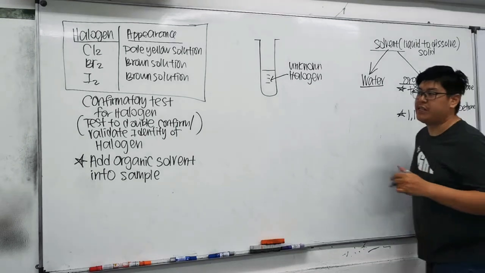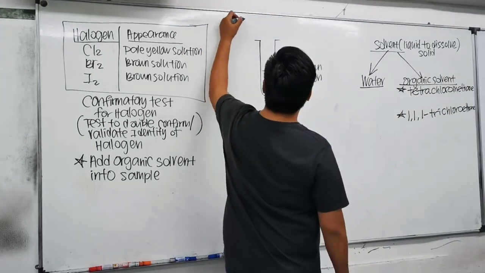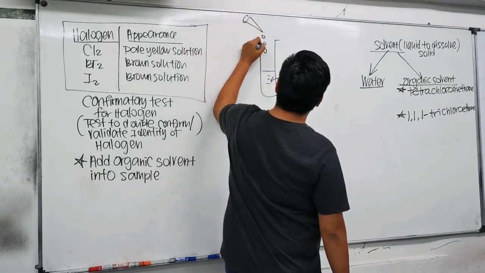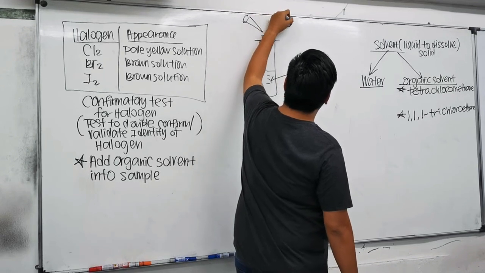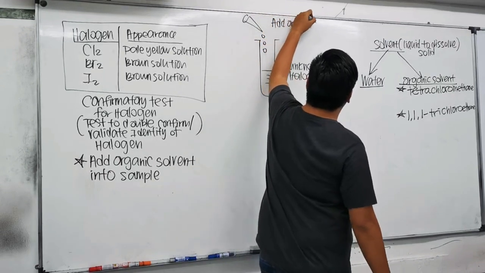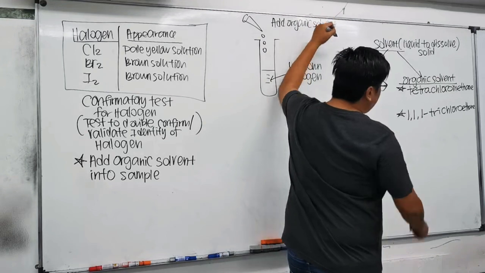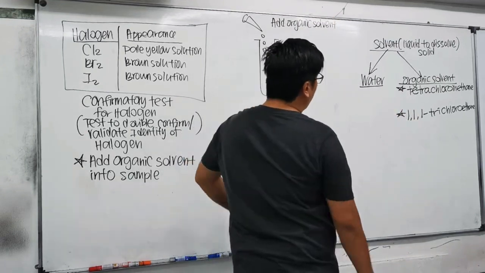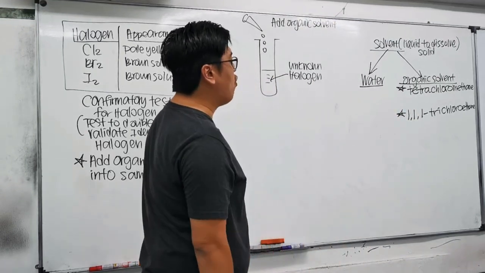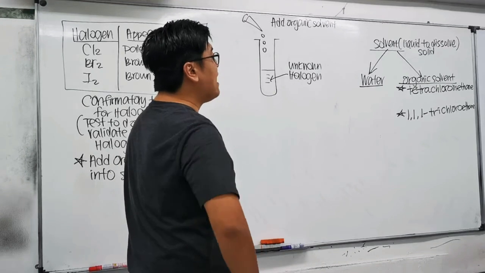Understand? Now let's do this. On top here, we use a dropper to add in some organic solvent. You can use either one, tetrachloromethane or 1,1,1-trichloroethane is okay. You use either one here.